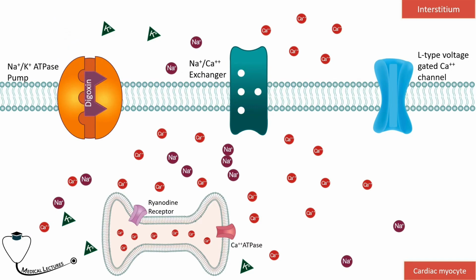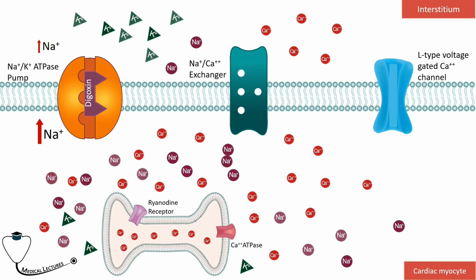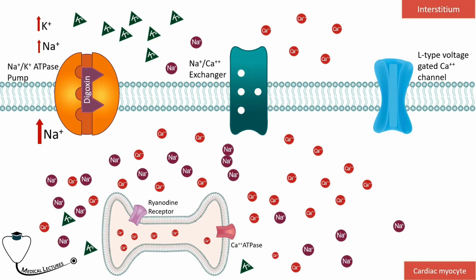Digoxin, which is a cardiac glycoside, inhibits sodium-potassium ATPase pump, which is responsible for keeping the low sodium inside the cell. Now, this inhibition results in higher intracellular levels of sodium, which reduces the ability of sodium-calcium exchanger to transport calcium out of the cell. Well, actually, it acts in reverse, leading to increased intracellular calcium levels. This increased intracellular calcium is pumped into the sarcoplasmic reticulum via calcium ATPase, resulting in increased calcium stores.